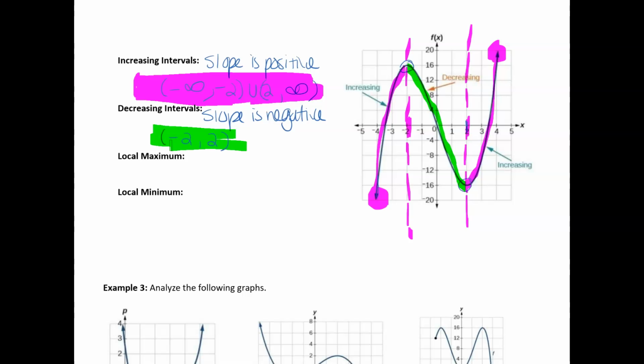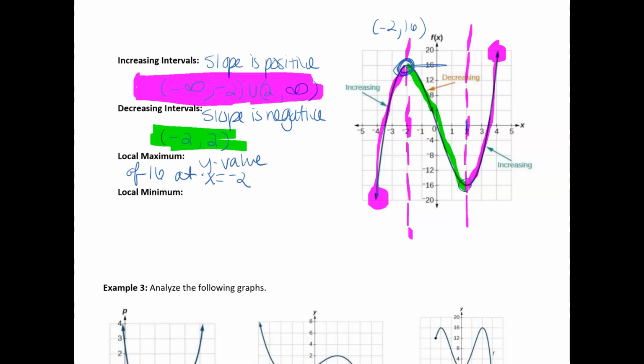Now it asks, where is a local maximum? Just a reminder, when you're looking at the local maximum, this is going to be a y value. So where's the maximum? The maximum is occurring right here, and that is at the point negative 2, 16. So we say we have a local maximum of 16 at x equals negative 2.